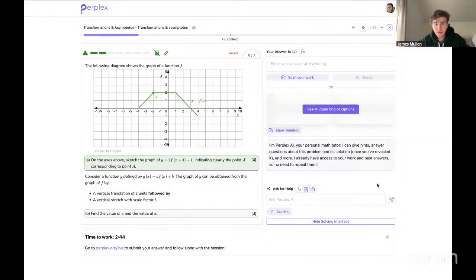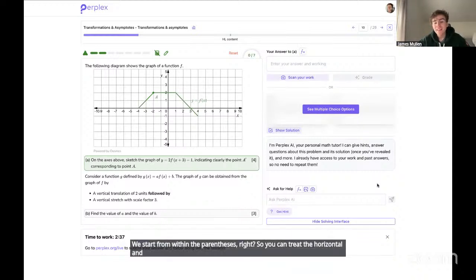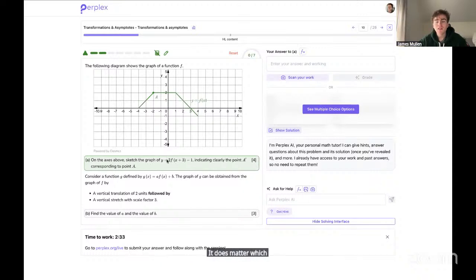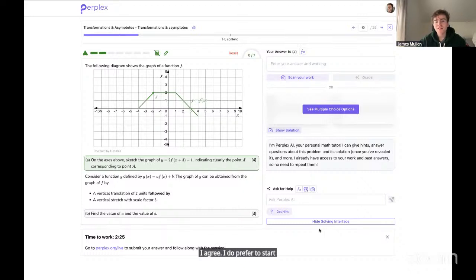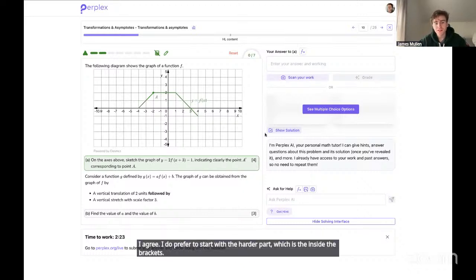We start from within the parentheses, right? So you can treat the horizontal and vertical separately. It doesn't matter which order you do those in. It does matter which order you do the stretch and the scale and the shift by. So that does matter, I agree. I do prefer to start with the harder part, which is inside the brackets. It's just a personal preference.